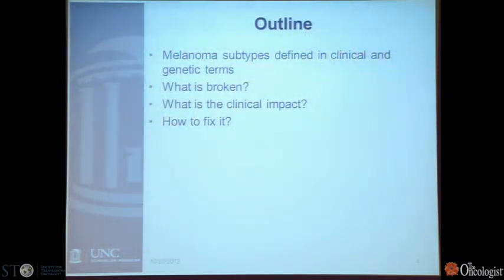So the outline is very simple. We will try to define melanoma subtypes in clinical and genetic terms. We'll talk about what is broken, meaning what kind of genetic changes occur, because we all here as an audience believe that cancer is a genetic disease. So we'll talk about what is the impact of any of these changes that we see and how to fix it. So the first two parts are going to be lumped together.